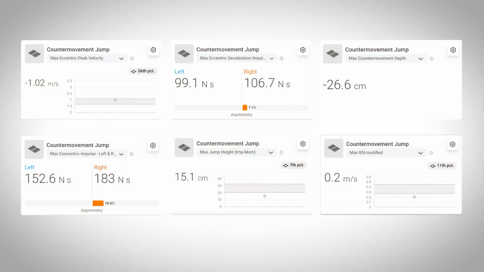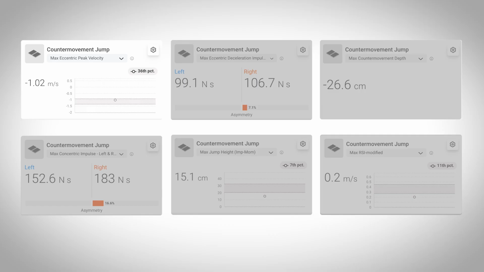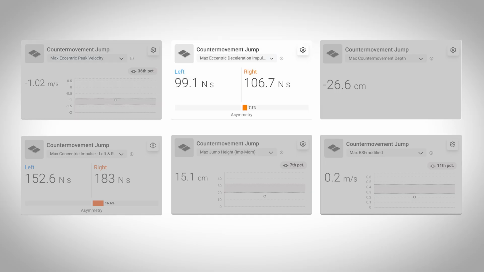Awesome. The first thing I look at is eccentric peak velocity, which tells me the maximal speed that the patient reaches during that downward phase. And this tells me a bit about the patient's intent to move or how quickly they're moving when they perform the movement. The second thing I look at is eccentric deceleration impulse. In other words, the amount of force that's applied through both legs from that point of eccentric peak velocity until counter movement depth, or the bottom of the movement. And that'll be the third thing I look at, is counter movement depth.